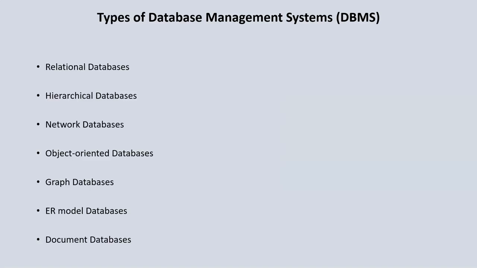There are several types of database management systems, and by the way, it's also referred to as DBMS. We have relational databases, hierarchical databases, network databases, object-oriented databases, graph databases, ER model databases, and document databases. And this is by no means all of the different database management systems that we do have. Now, having said that, we will be focusing on the relational database management system.